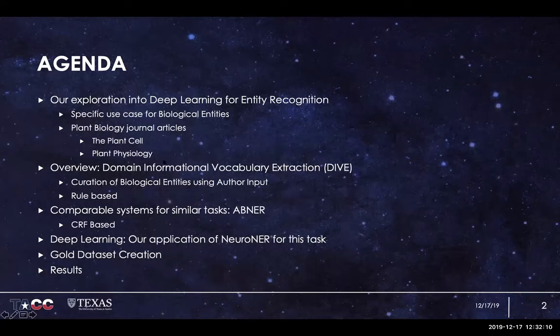So I'll give you an overview of the tool that we created for this purpose. Then we'll give you a brief overview of some of the comparable systems for this task. Namely, there's a tool called Abner, which uses conditional random fields. And then I'll give you an overview of the tool that uses deep learning that we've tried to apply for this task, called NeuroNER. At that point, I'll give you a brief overview of how we have created a gold data set for this task using the DIVE tool. And then we'll compare some results of all of them along the way.